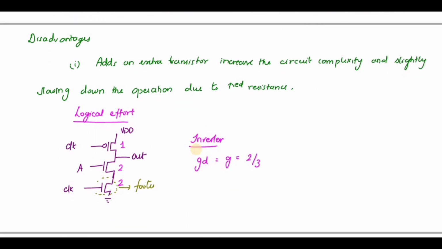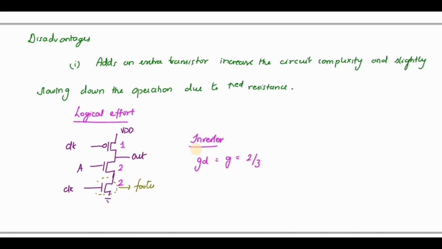Let us discuss the disadvantage of this logic. It adds an extra transistor, that is the footer transistor, which increases the circuit complexity and slightly slows down the operation due to the increase in resistance.